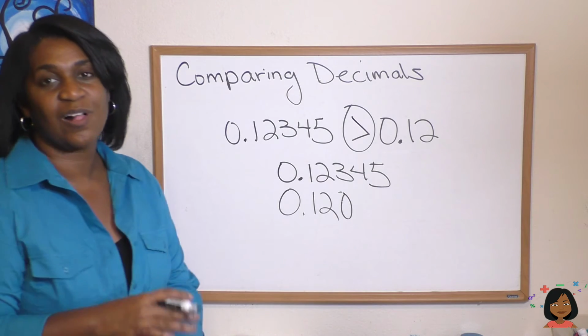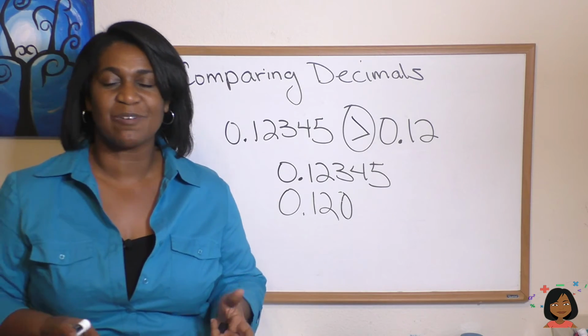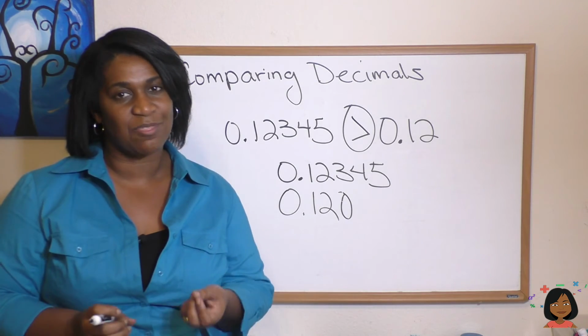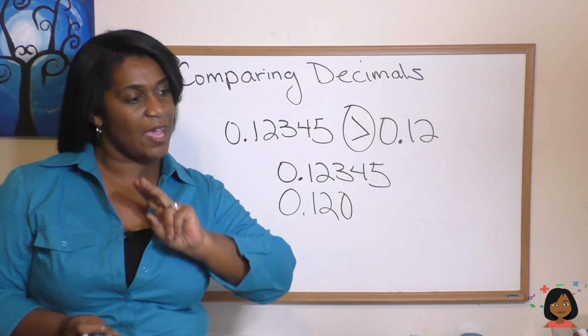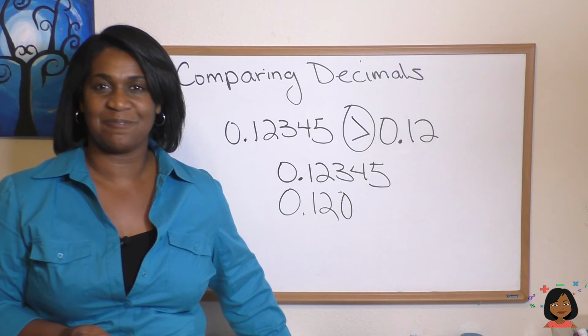And that's it. All different sorts of ways to look at decimals, but it all boils down to the same thing. Compare place values, start with the tenths, and work your way to the right if you need to.